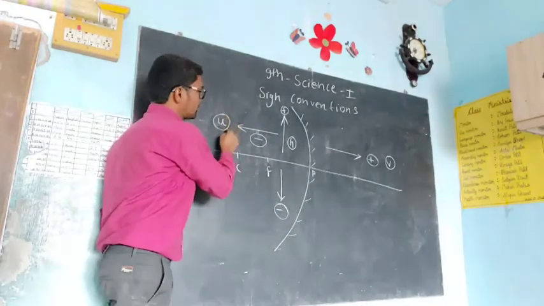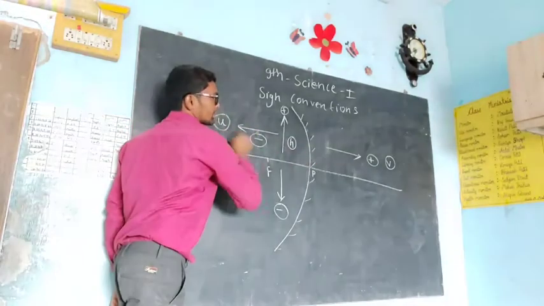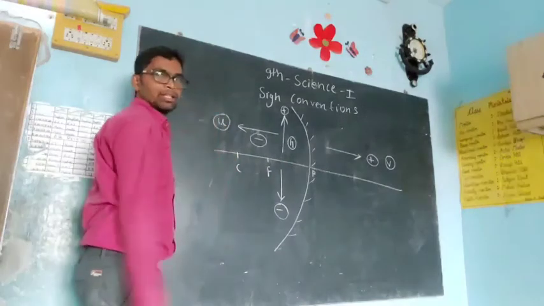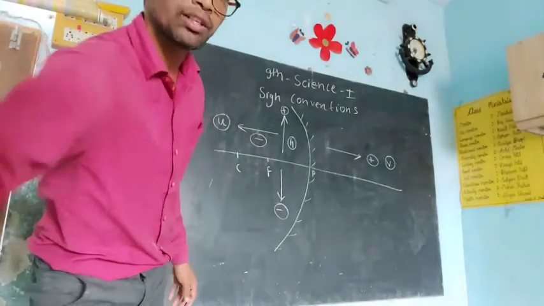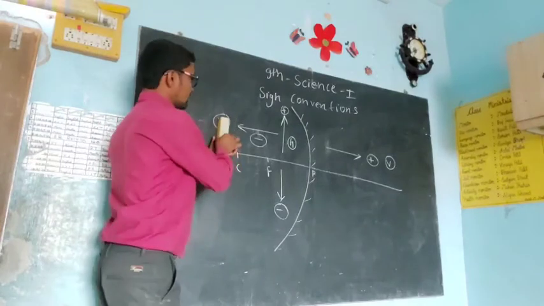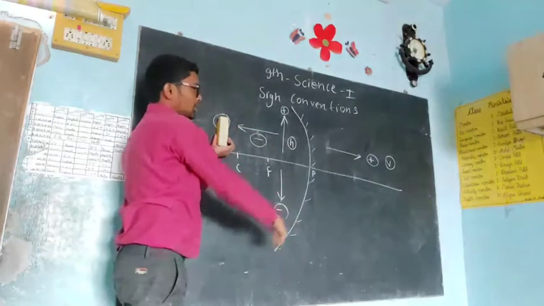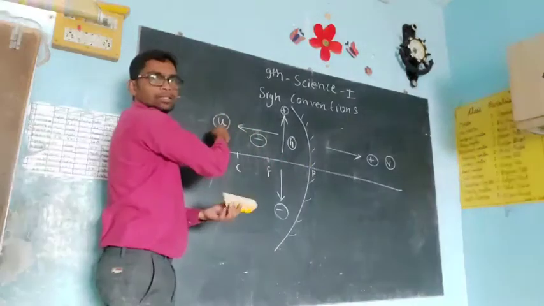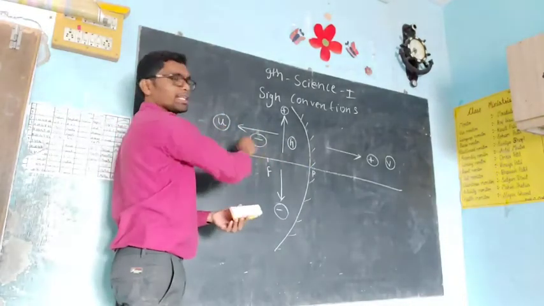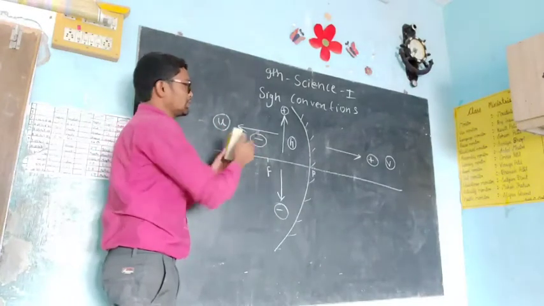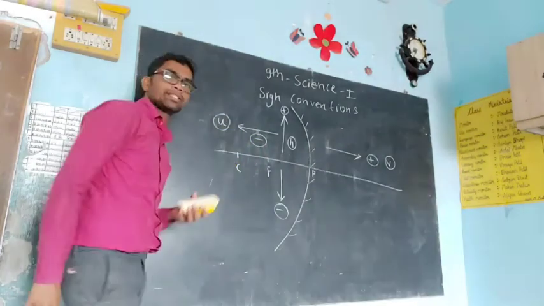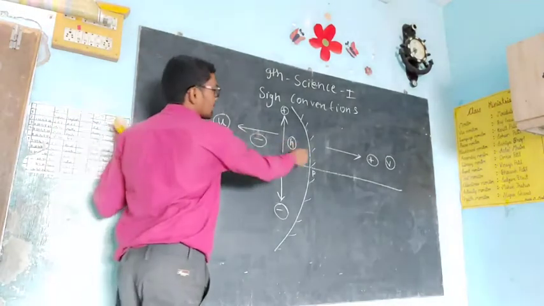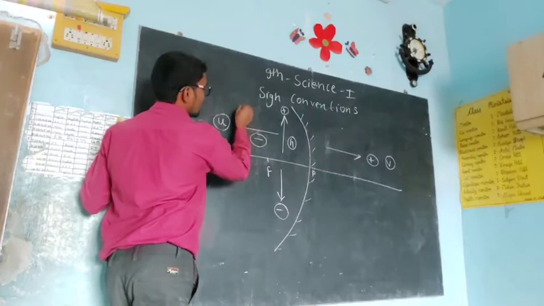So the distance between object and mirror, see this. Suppose this is a duster, it is the object, and this is the mirror. The distance between this mirror and object we call small u, and we always take it as negative. The sign of the object distance is always negative. For example, suppose the distance between this object and mirror is 5 cm, then it is minus 5 cm.